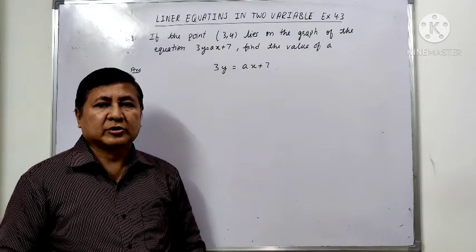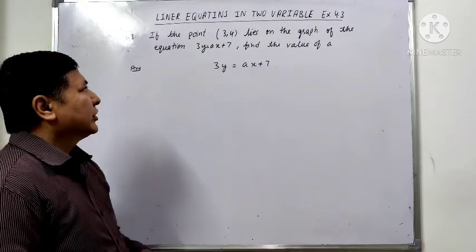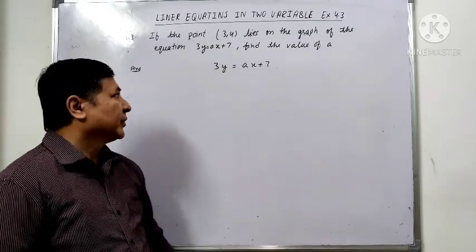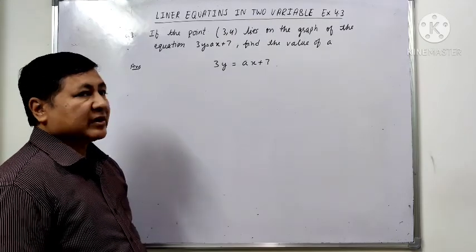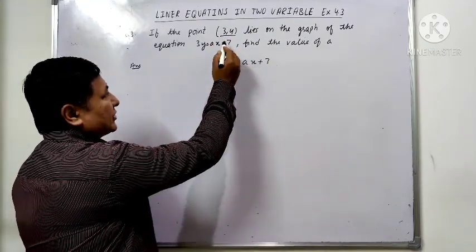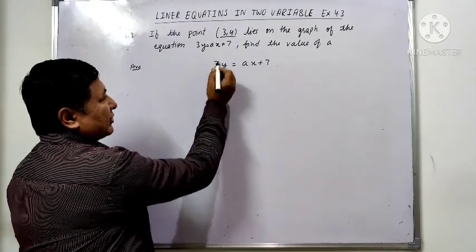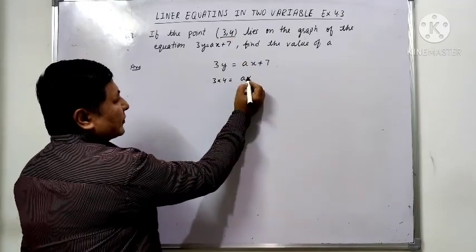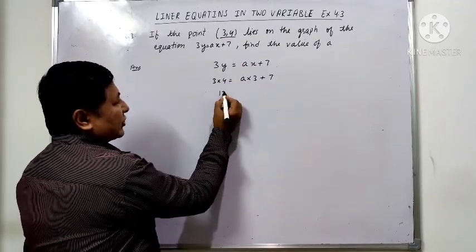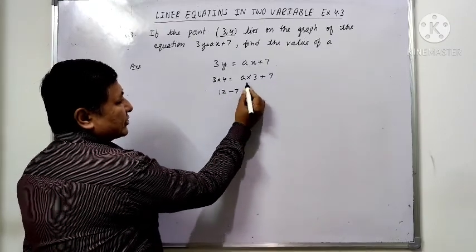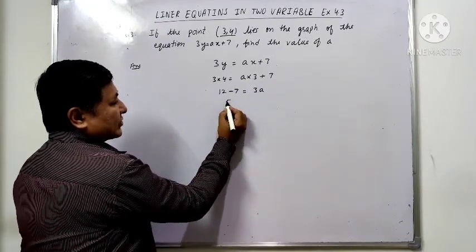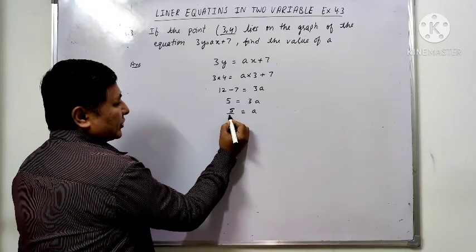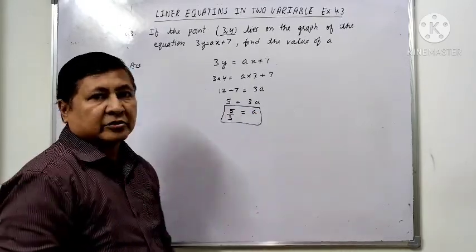Now let us solve question number 3 of exercise 4.3. If the point 3 comma 4 lies on the graph of the equation 3y is equals to x plus 7, find the value of a. Now the equation is 3y is equals to x plus 7, and 3 comma 4 is the solution. That means this is x and this is y. So we'll put the value of y, that is 4, and x, the value of a is 3, plus 7. So 3 4s are 12. Shift this side, 12 minus 7 is equals to 3a. So 12 minus 7 is 5 is equals to 3a. So a will be equals to 5 upon 3. So the value of a is 5 upon 3.